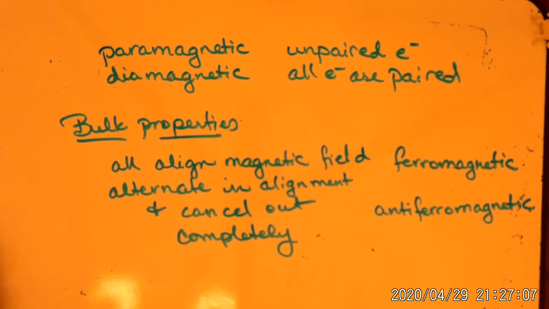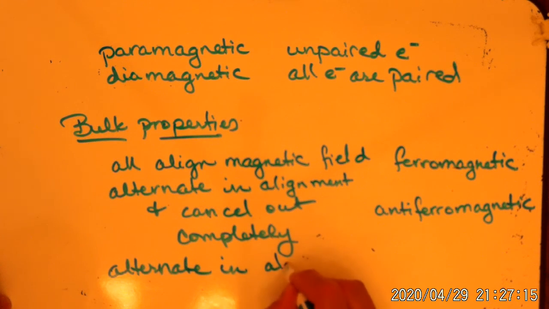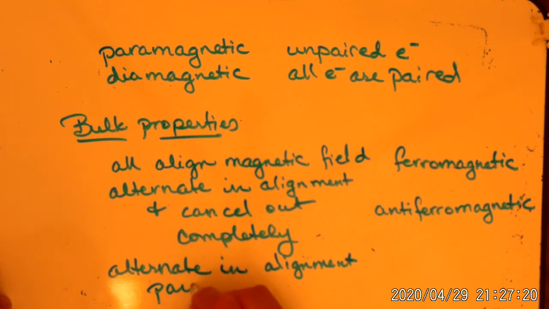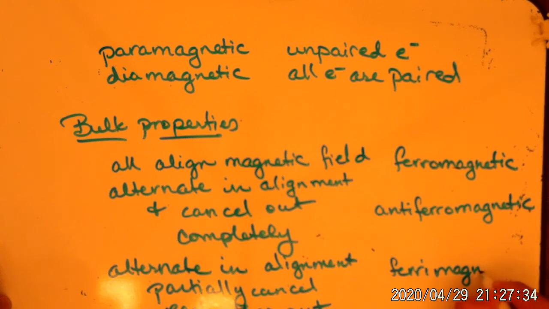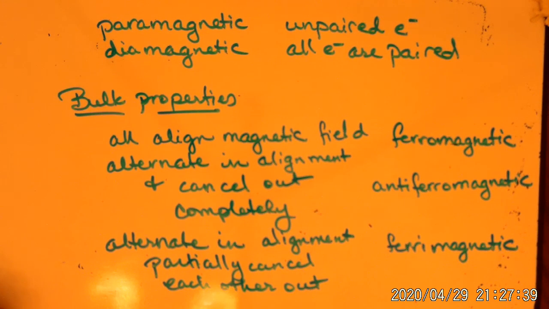And finally, if they alternate in alignment, but only partially cancel each other out, this is called ferri, with an I, magnetic. Okay, alright, what we're going to do now is move on to transition metal complexes.